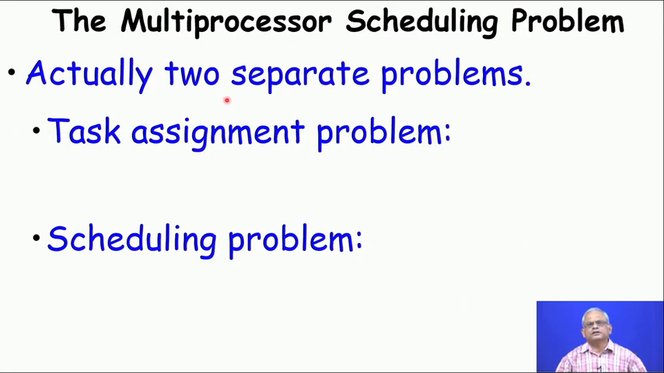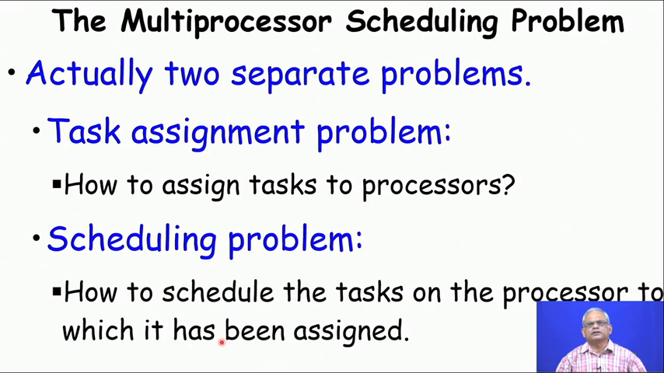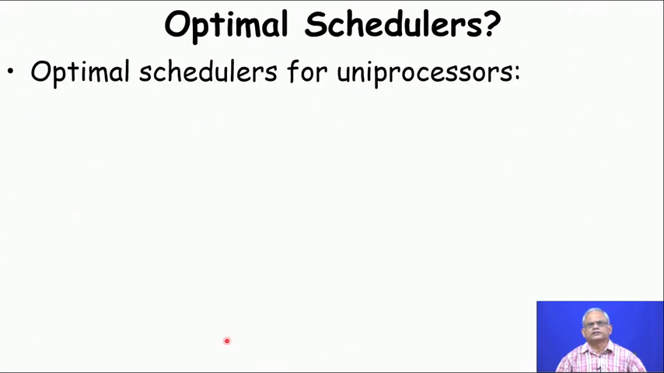If we look at the multiprocessor scheduling problem, then there are actually two sub problems. One is the task assignment problem, the other is the scheduling problem. In the assignment problem, we first decide which task will run on which processor, and then how and at what time it will run. So, the task assignment problem is how to assign the tasks to the processors, and the scheduling problem is how to schedule the tasks on the processor to which they have been assigned.